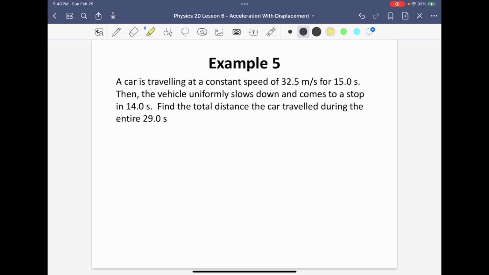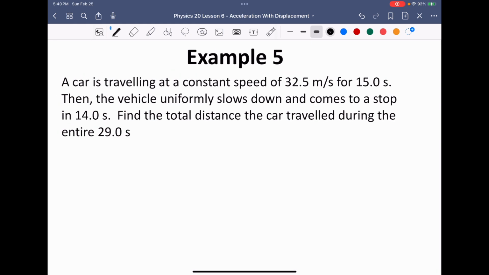It's going to be similar to that, but just maybe in a slightly different context. Here's the context that we are having in this problem. A car is traveling at a constant speed of 32.5 meters per second for 15 seconds. So as soon as I see the word constant speed, what I want you thinking is this is uniform motion. So I want you to point an arrow to this and say this is uniform motion, or UM.